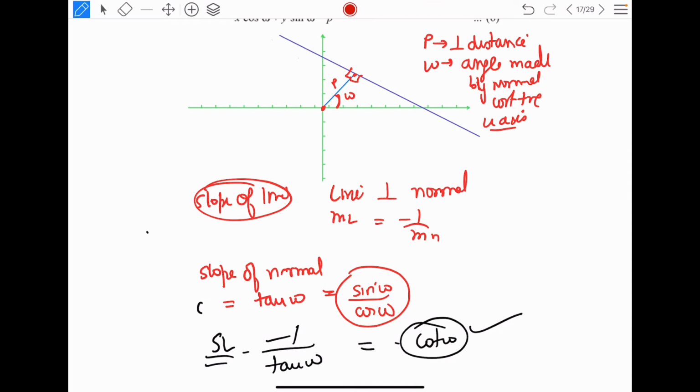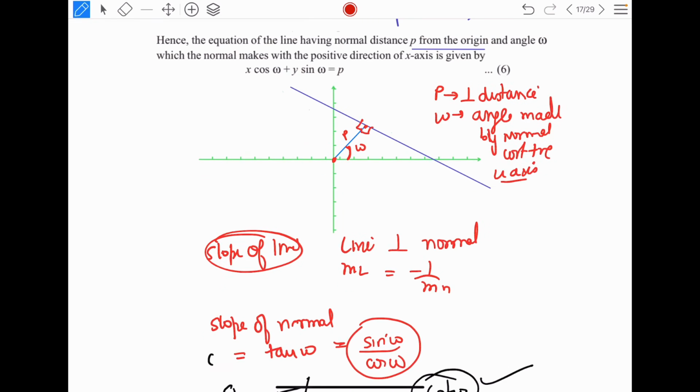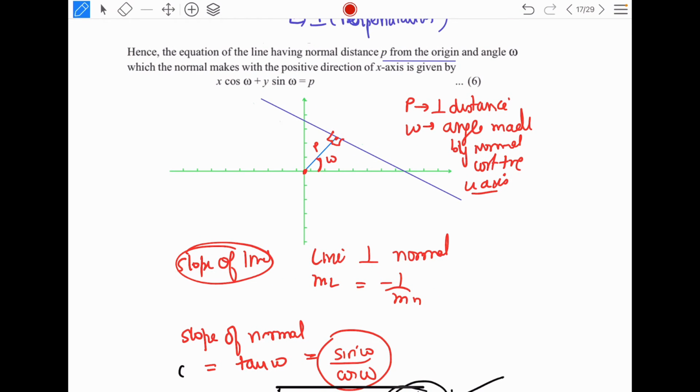This is your slope of line. Alright, so that's an important thing. The equation of normal line in normal form with respect to a normal from the origin is x cos omega plus y sin omega is equal to p. This is your equation. You know this already because we have discussed it.